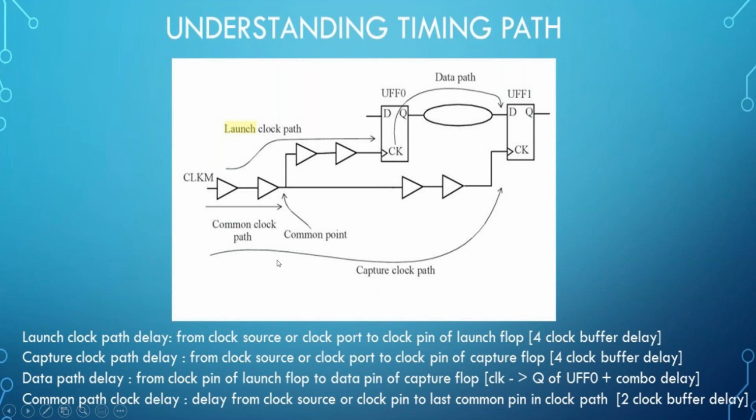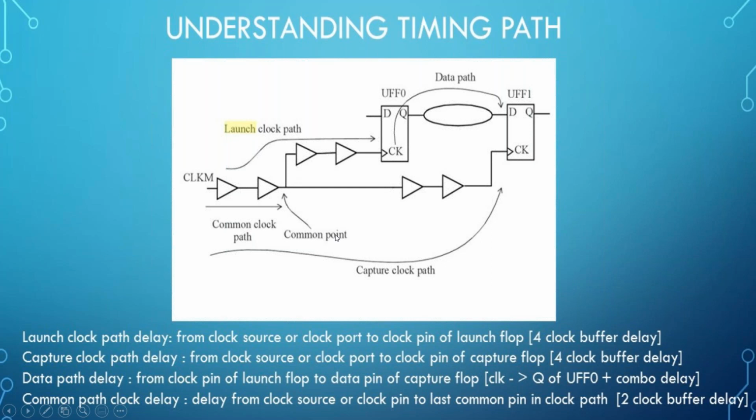This is called the capture clock path because this clock is going to the capture path. If we have any common network in the clock, that is called the common clock path. If there is no common network, all the network associated with launch will be launch, and all the network associated with capture will be capture. But if there is any common network in terms of the cells and the nets, those will be called a common clock path.